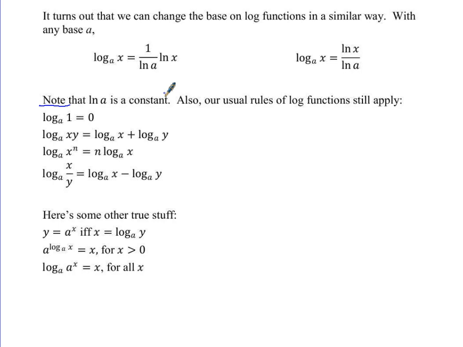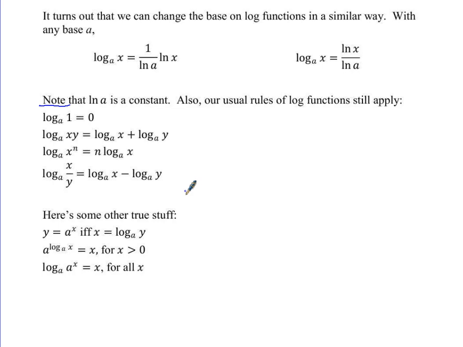The usual rules for log functions still apply. Log base a of 1 is equal to 0. We know that, right? We know why? Remember that this is the base, this is the exponent, and this is the answer. A to the 0 is equal to 1, so therefore log base a of 1 is equal to 0. We can split, we've talked about that. We can bring the exponent down, we talked about that. We can split division into a subtraction problem, and we've seen that before also.